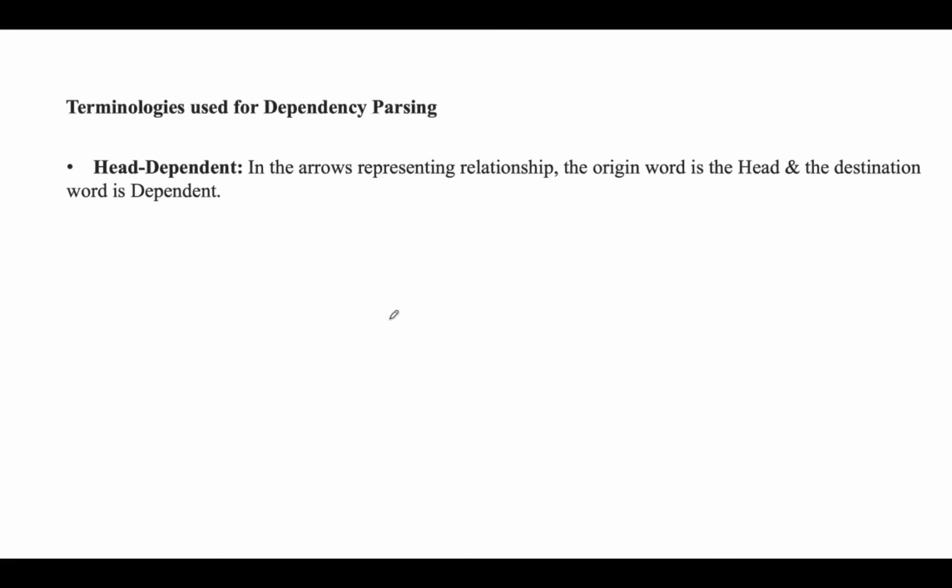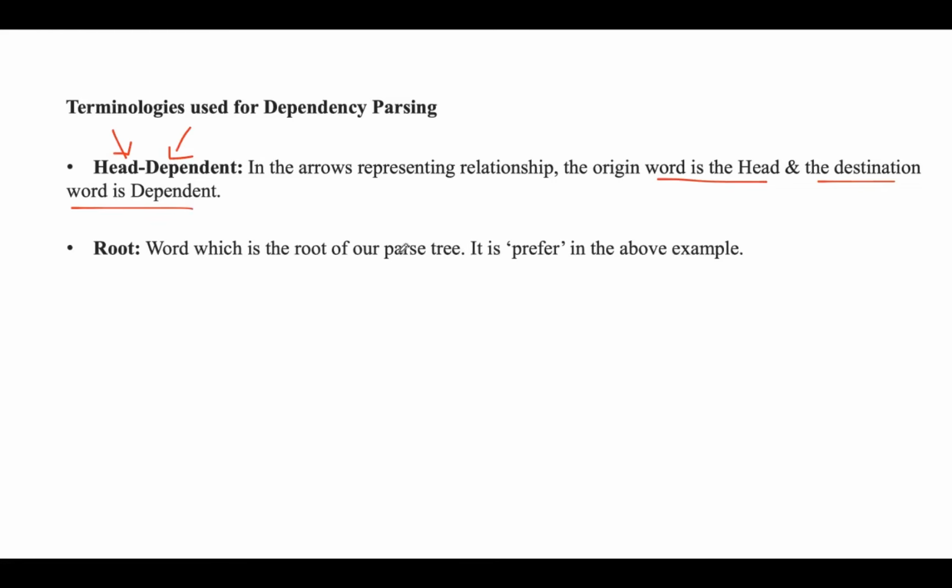And we'll use some terminologies for dependency parsing. So let us see the terms. First is head and dependent. In the arrows representing the relationship, the source word is the head and the destination word is the dependent. So in head and dependent, one word becomes the head word, whereas the other word becomes the dependent word. No need to worry about these terms. While explaining the example, I'll tell you what they mean.